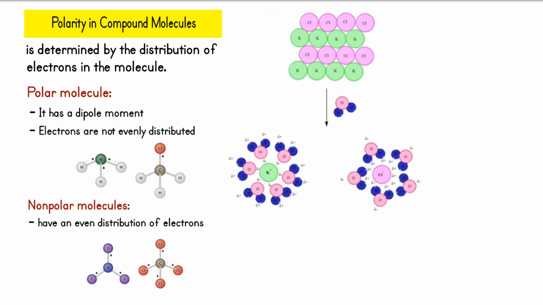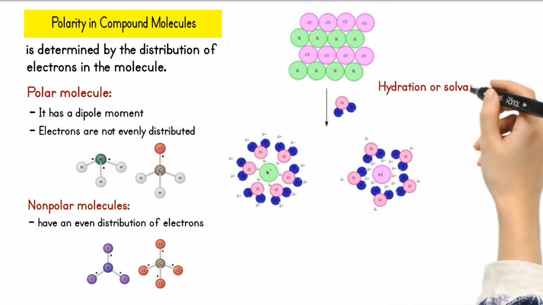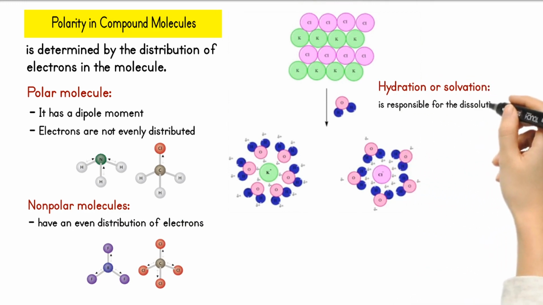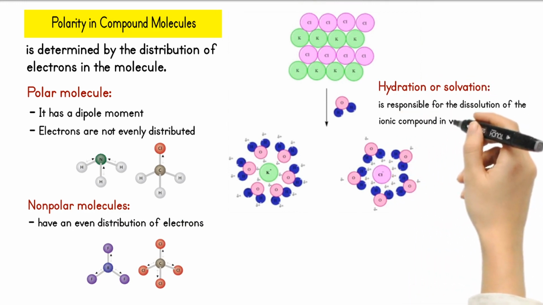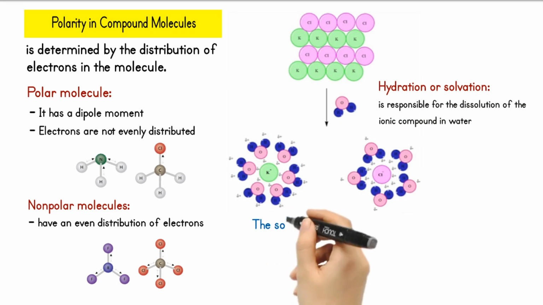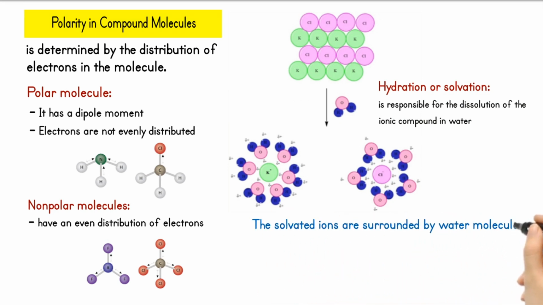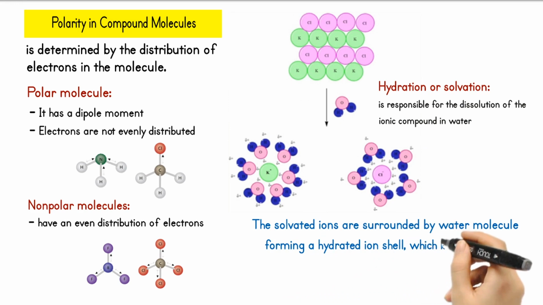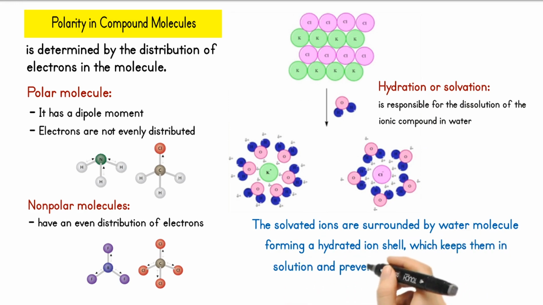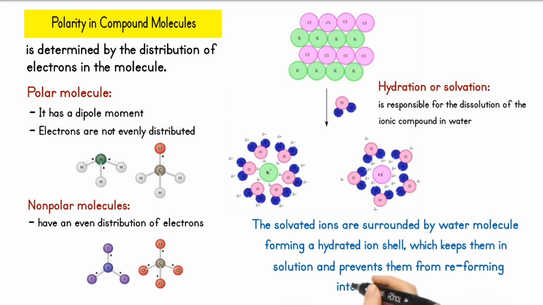This attraction between the ions and water molecules is known as hydration or solvation, and it is responsible for the dissolution of the ionic compound in water. The solvated ions are surrounded by water molecules, forming a hydrated ion shell, which keeps them in solution and prevents them from reforming into the solid crystal.